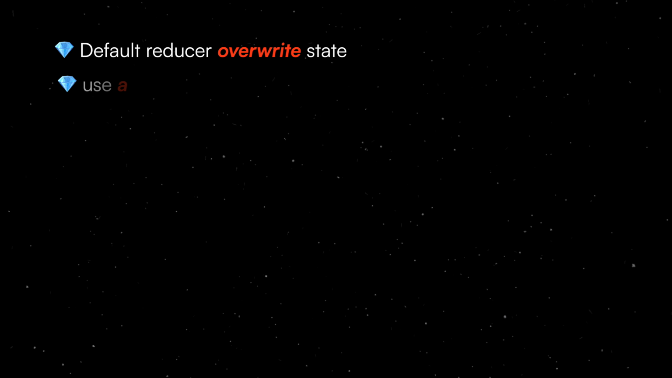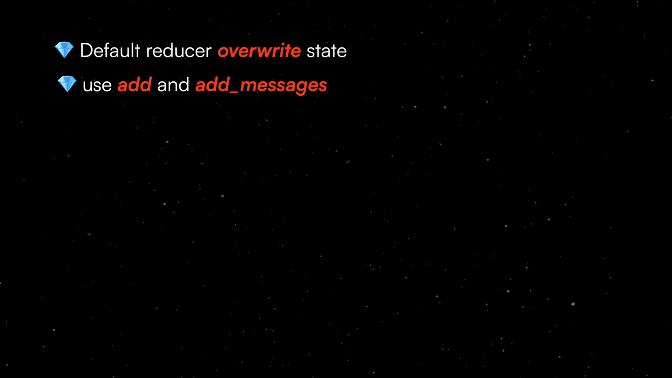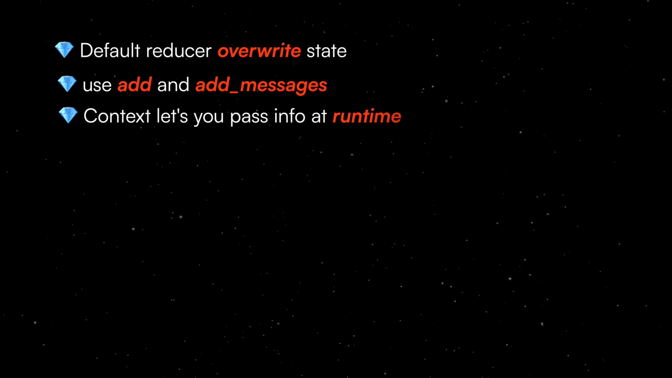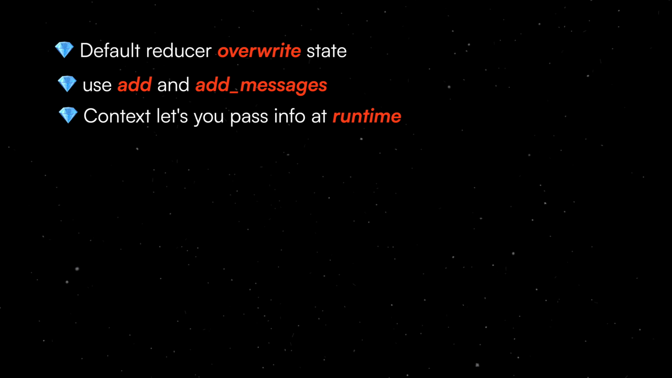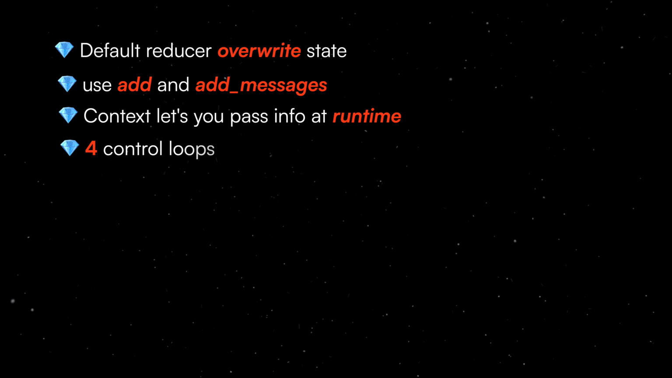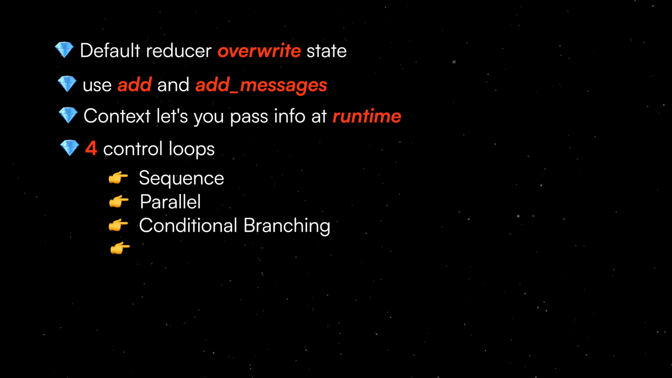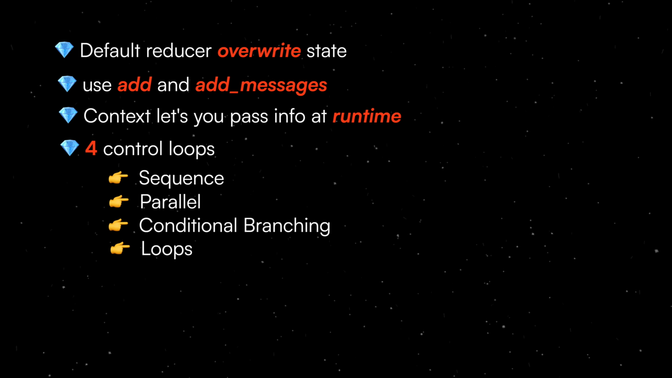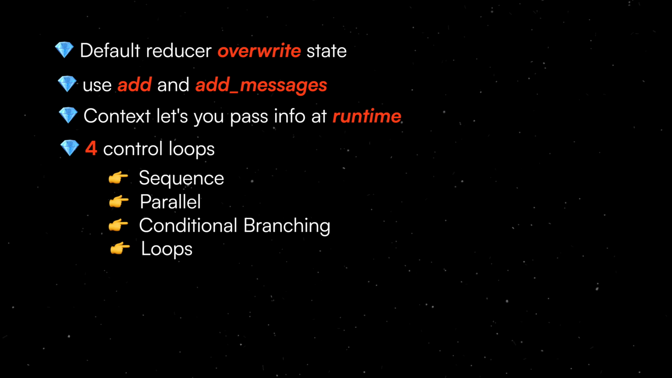So let's recap. Default reducers override state, use add to append, and add messages to smartly update or append. Context lets you inject runtime config like user info without polluting your state. And the 4 control flows, sequence, parallel, conditional branching, and loops, give you full control over how your agent thinks and acts. So far we have built graphs, managed state, and control flow.